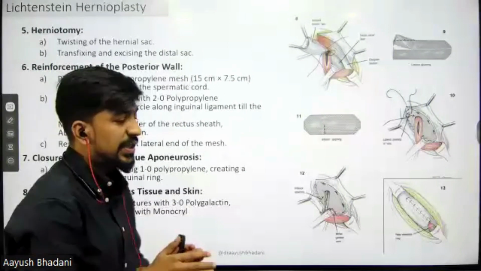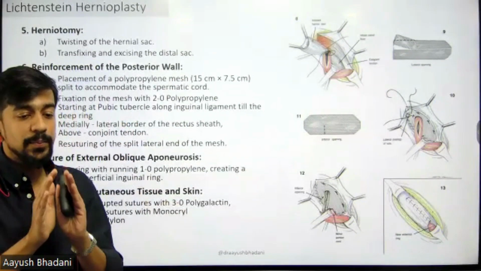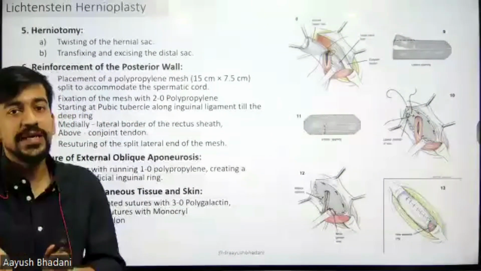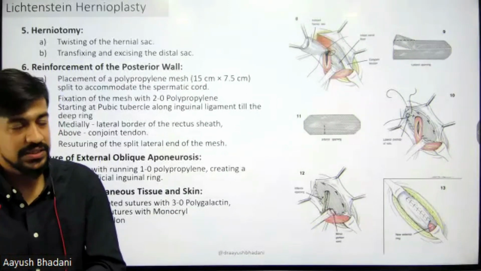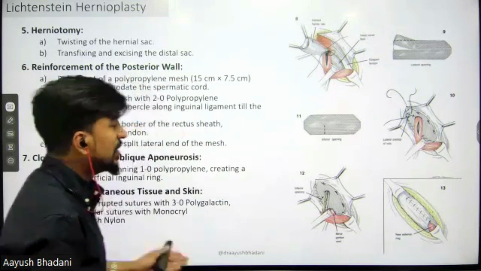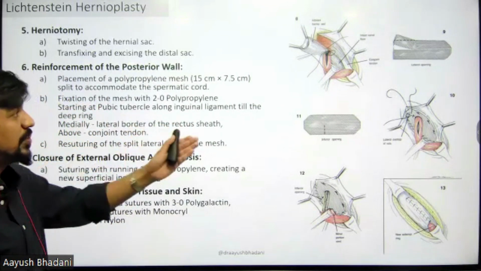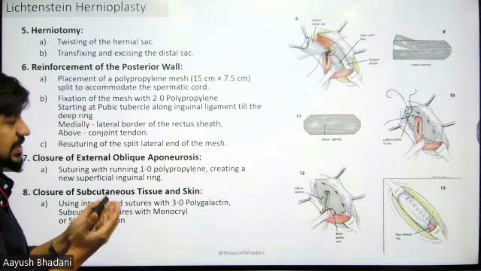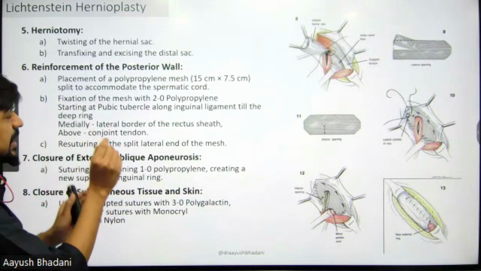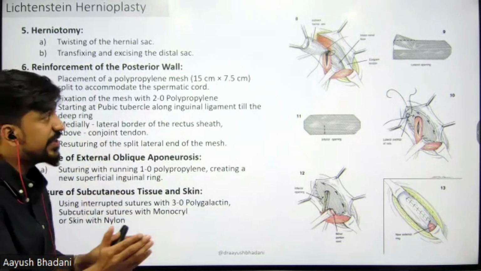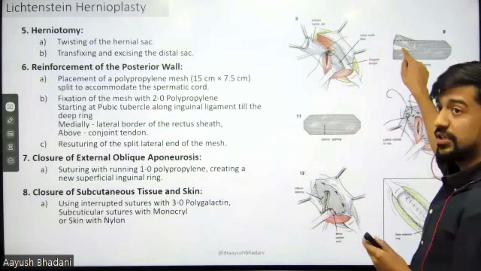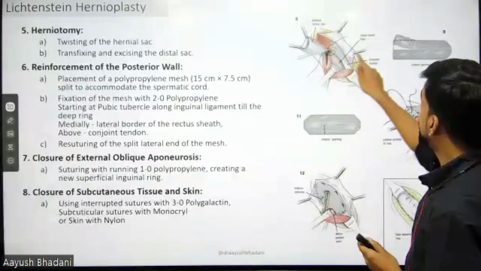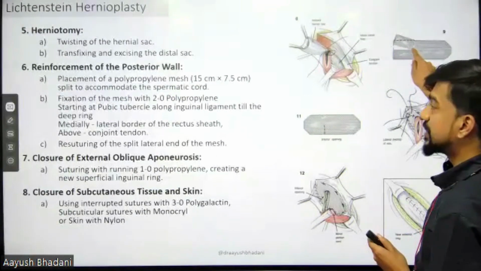Once we are done with it, we need to put a mesh. That is how the name comes to be Lichtenstein Hernioplasty or mesh hernioplasty. What is this mesh? This mesh is nothing but a polypropylene mesh. It's extremely strong. We have a 15 into 7.5 centimeter mesh and we refashion it. We cut it, we make a small opening over here. Why? Because we need to put that spermatic cord through this.